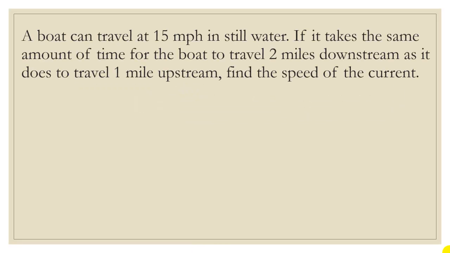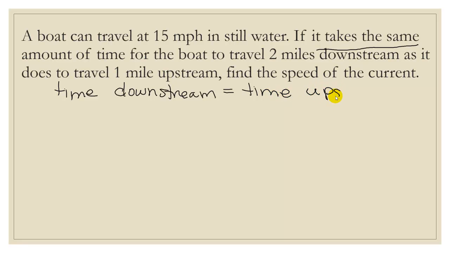A boat can travel 15 miles an hour in still water. If it takes the same amount of time for the boat to travel 2 miles downstream as it does to travel 1 mile upstream, find the speed of the current. That's a lot of information, but one thing that I'm getting out of this is that it takes the same amount of time, right? It takes the same amount of time for it to travel upstream and downstream. So the two times are equal to each other. So time downstream equals time upstream.